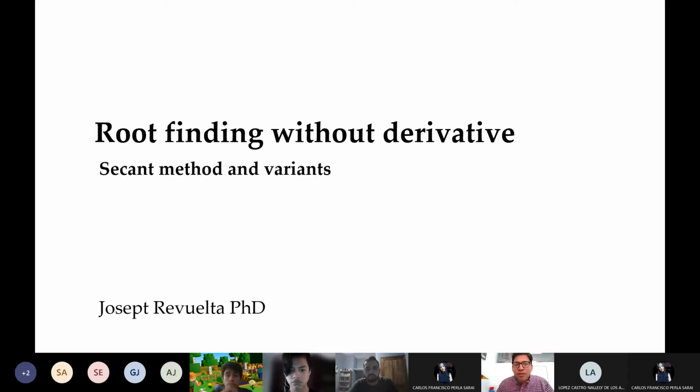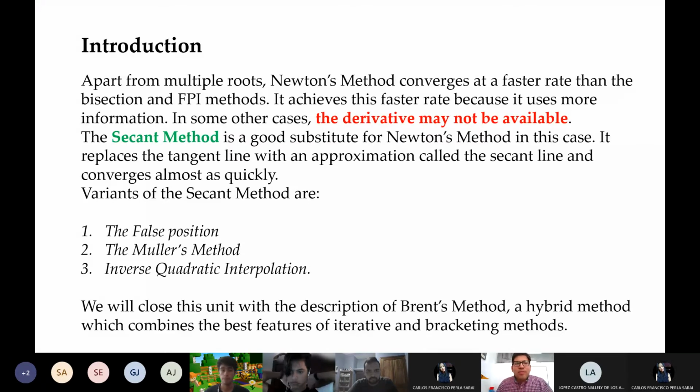In this class, we are going to see a new method, called the Secant method, and we are also going to discuss its variations. In general, as I said, this method does not use the derivative.